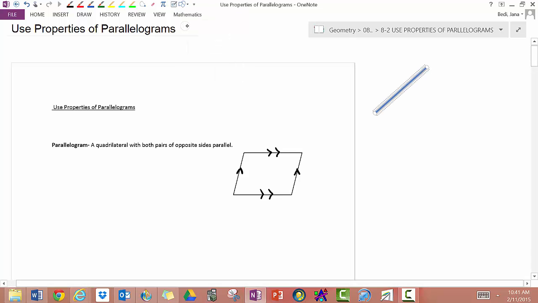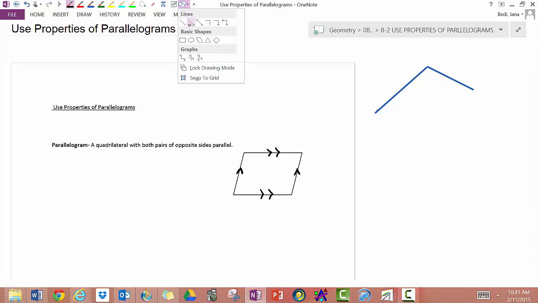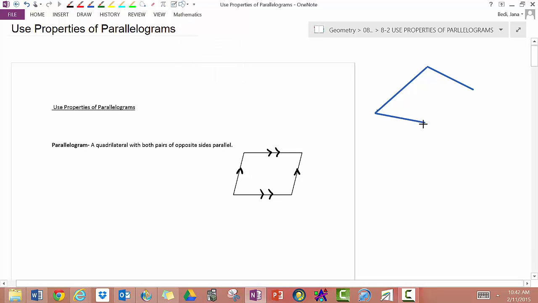1, 2, 3, and 4. This is a polygon with 4 sides and it is called a quadrilateral. Another reminder, the sum of the 4 angles of a quadrilateral is 360 degrees.